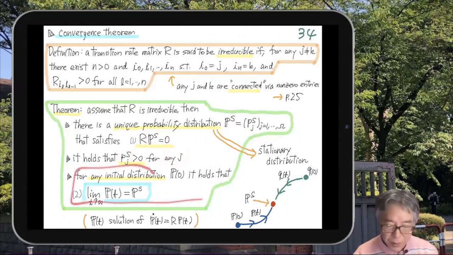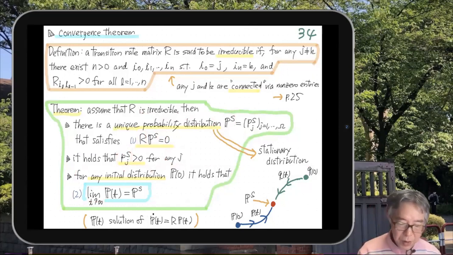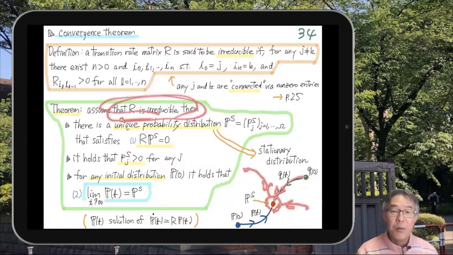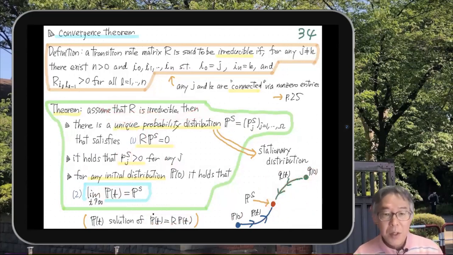And here's the convergence theorem. For any initial distribution P0, it holds that the time t to infinity limit of Pt, where Pt is the solution of the master equation, is identical to this stationary distribution. Here's the simple picture. You start from your initial distribution and you solve the master equation, then it approaches here. You start from another probability distribution and again you solve the master equation, you approach here. Wherever you start, you finally approach PS, provided that your R is time independent and irreducible. And as I say, this is true in many physical systems.